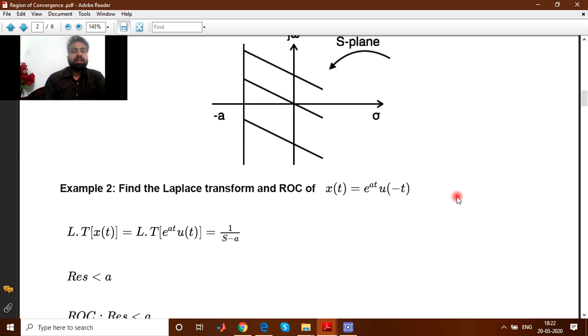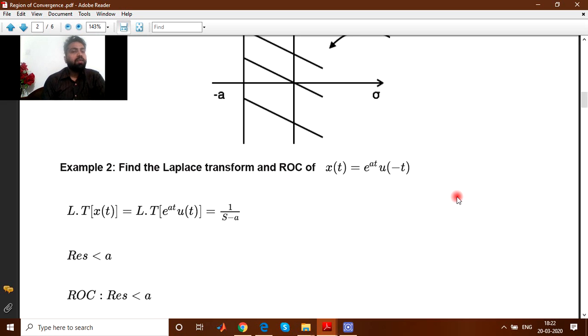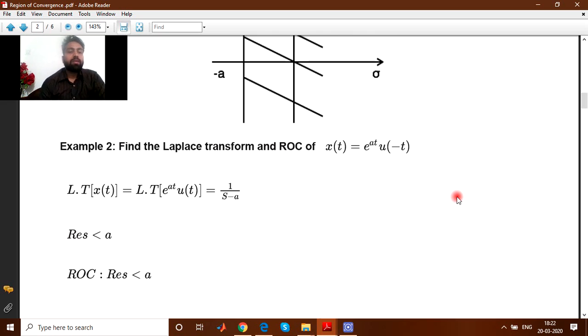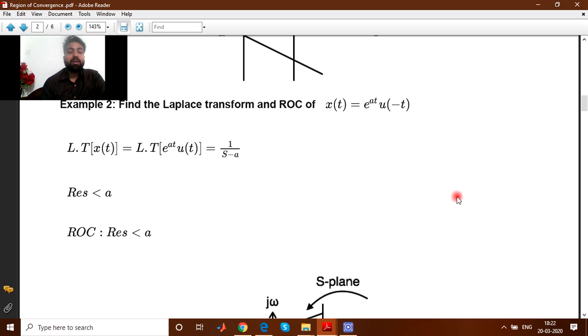Let's take another example in which we have the Laplace transformation and ROC of x(t) equal to e raised to the power at times u(-t). This time the unit step function u(-t) is defined from t equals 0 to minus infinity. Under this condition, if we find the Laplace transform of the x(t) signal, it will be equal to 1 upon s minus a.